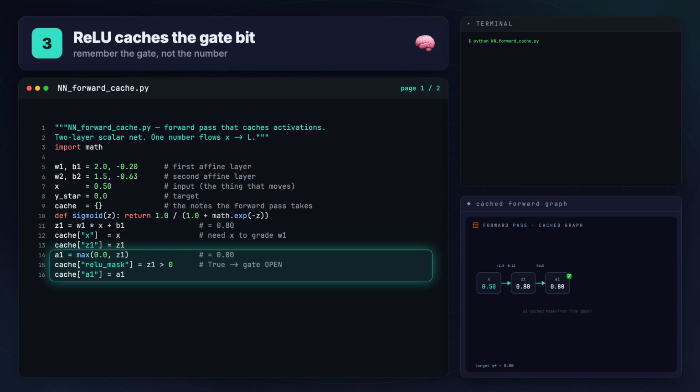The ReLU: A1 = max(0, Z1). And right beside it, the bit that actually matters next episode, cache ReLU mask, Z1 > 0. We don't cache the output of ReLU for its own sake. We cache the gate state. That boolean is what decides whether the gradient passes or dies on the way back.